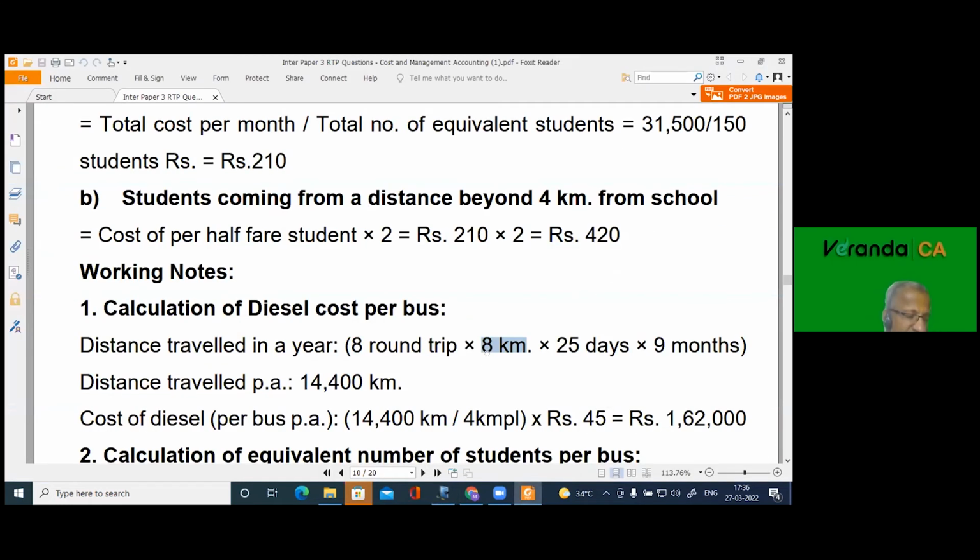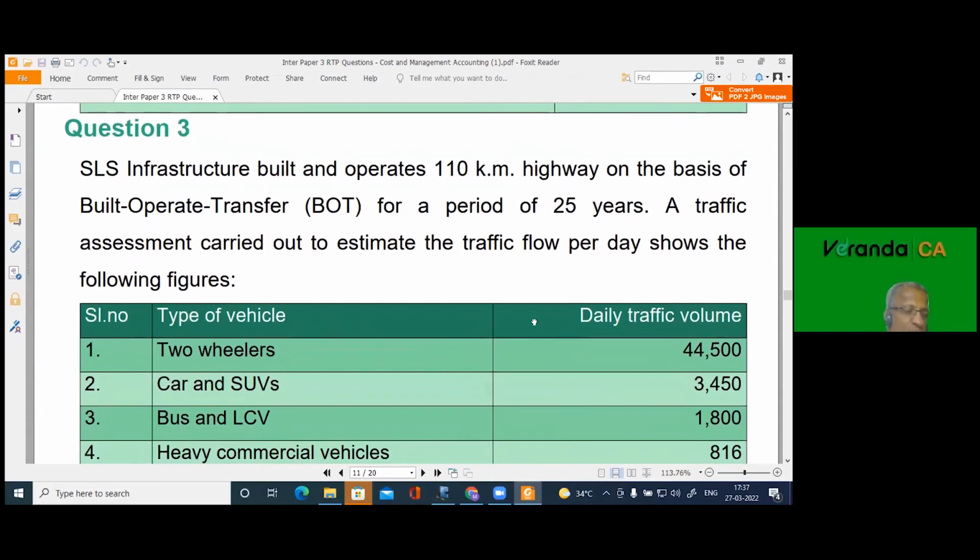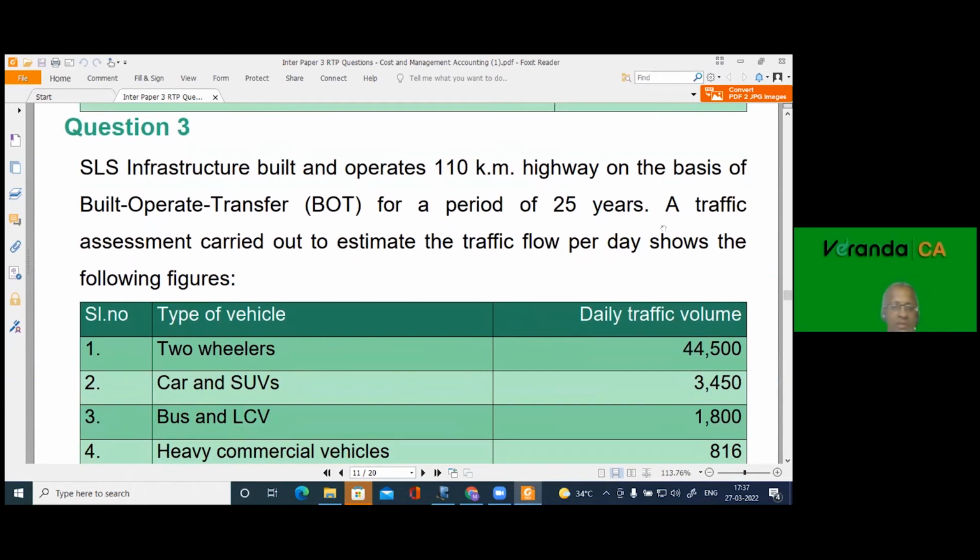I would just say that this is a stricter problem. We can proceed to question number 3. This question number 3 is considered to be a really wonderful problem, but it can be solved easily.